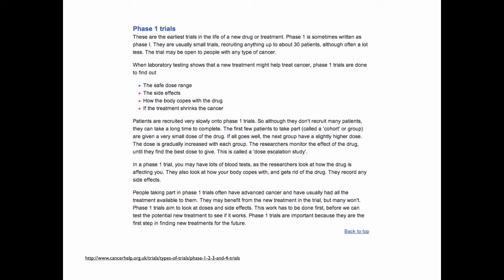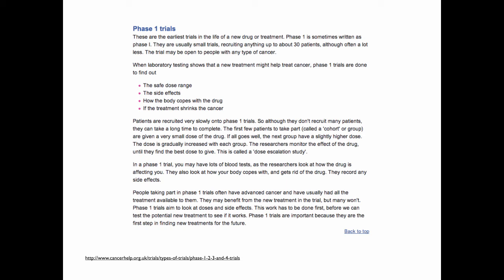When laboratory testing shows that a new treatment might help cancer, phase 1 trials are done to find out the safe dose range. So you really need to know what your therapeutic window is, the side effects, how the body copes with the drug, so that's the pharmacokinetics, and if the treatment shrinks the cancer. Patients are recruited very slowly onto phase 1 trials. So although they don't recruit many patients, they can take a long time to complete.